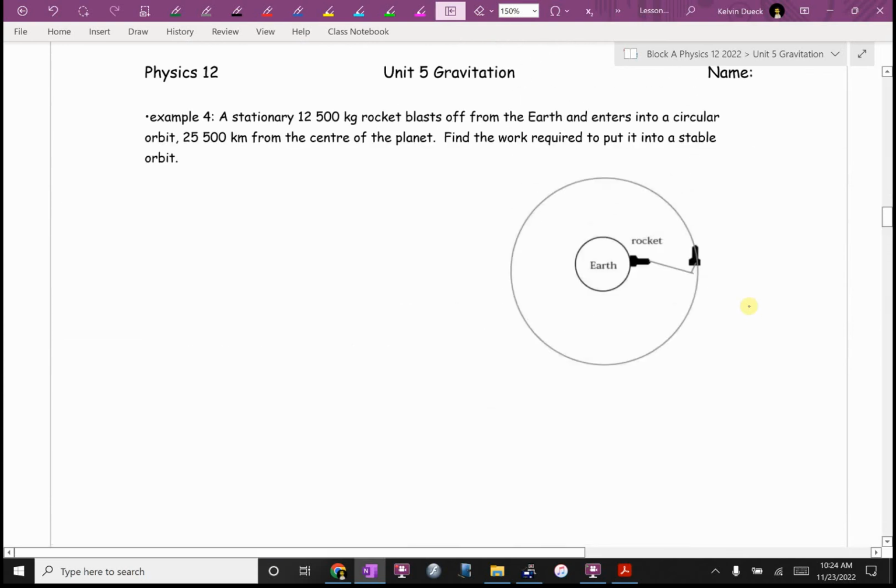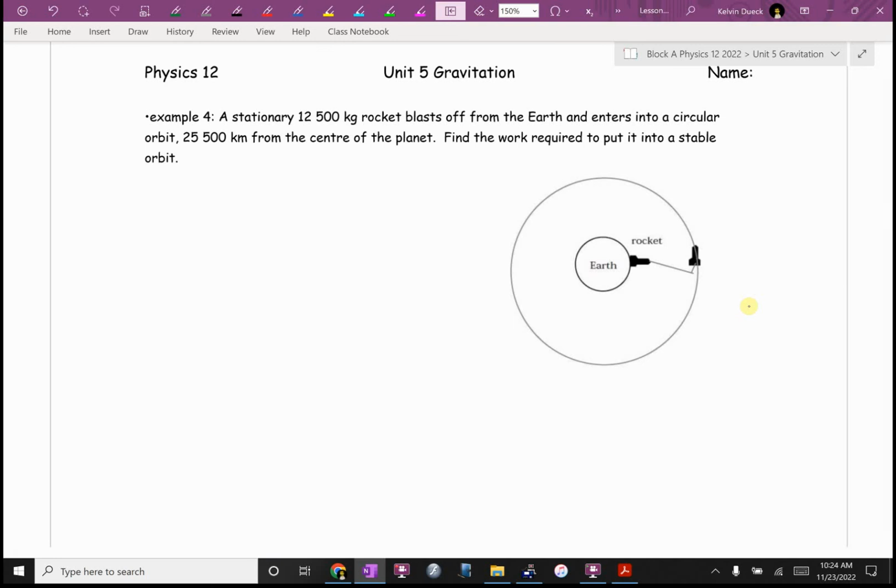A stationary rocket blasts off from the Earth and enters into a circular orbit 25,500 kilometers from the center of the planet. Find the work required to put it into a stable orbit. We're not going to do this, but we are going to talk about this, because this is, no pun intended, a lot of work. You're going to try one like this in your homework.